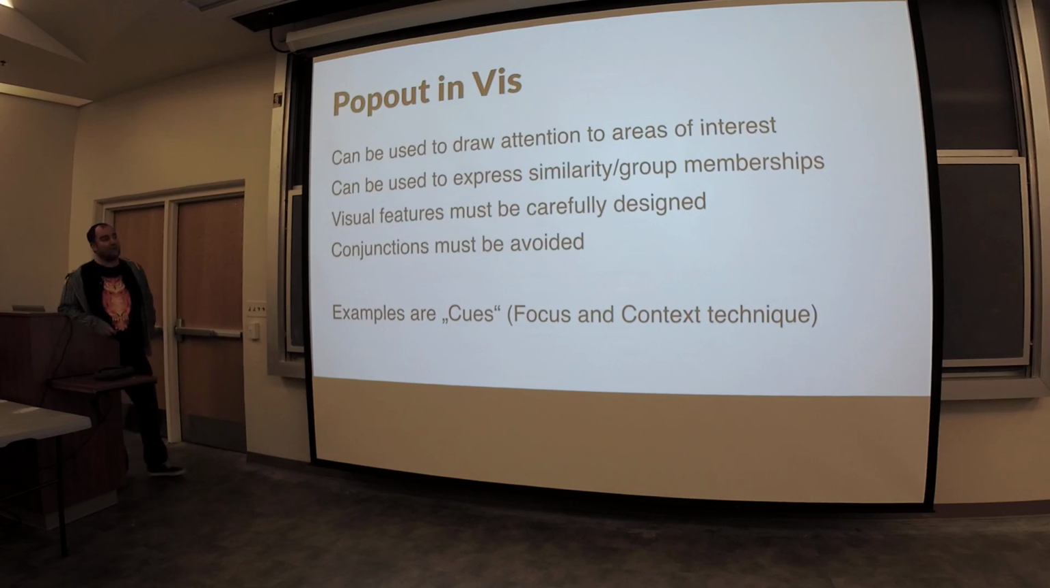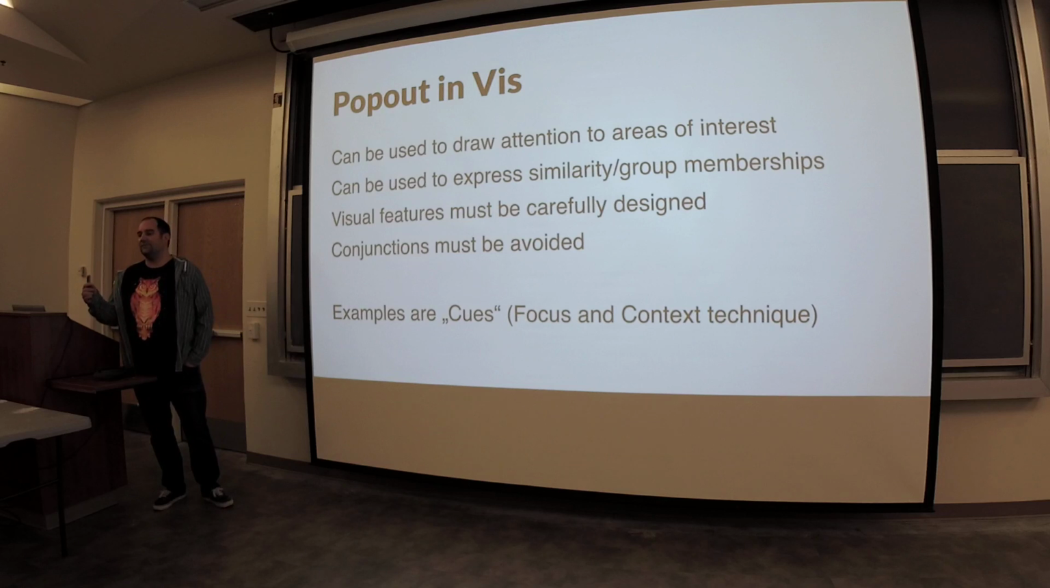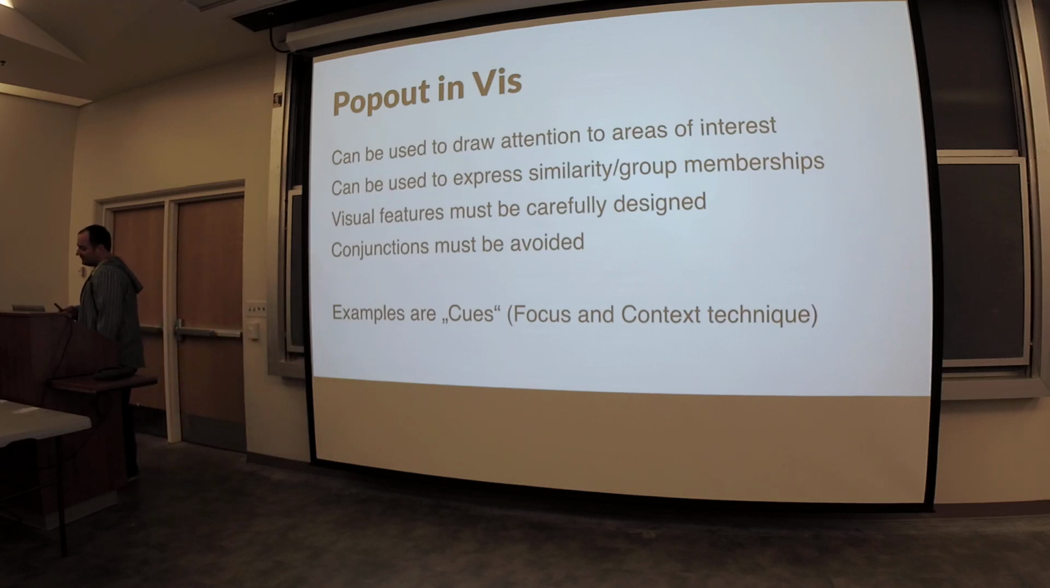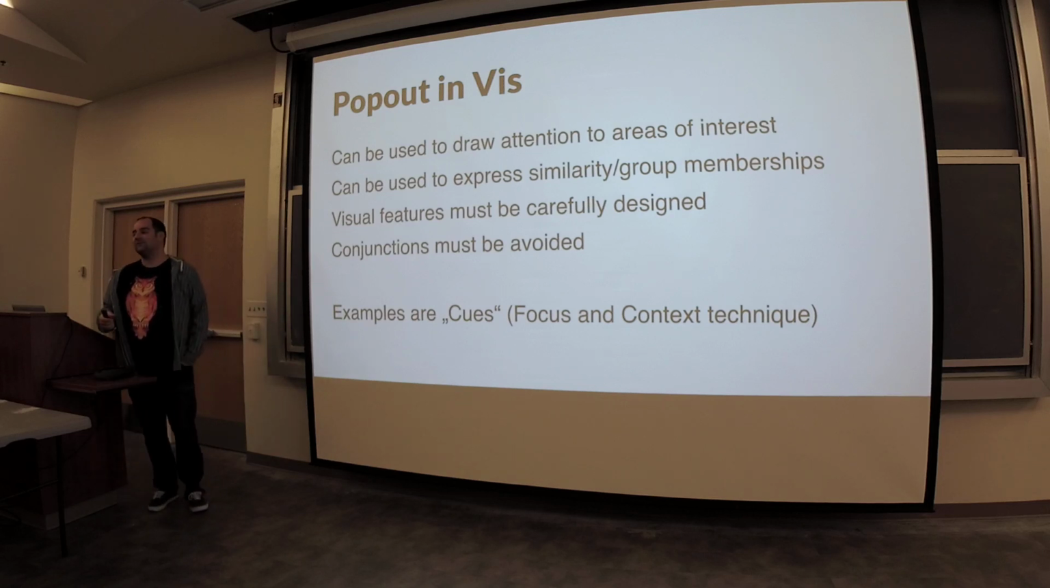So why do we care about this in visualization? We can use this to draw people's attention to areas of interest, right? So for example, if I search for an item, and that's what happens if you use something like a PDF viewer and you search for an item, it will color the target where you can find the item. It will use this hue to highlight that item, and so you can quickly find it. It can be used to express similarity or group membership. So I can highlight all the items that belong to a certain group together.